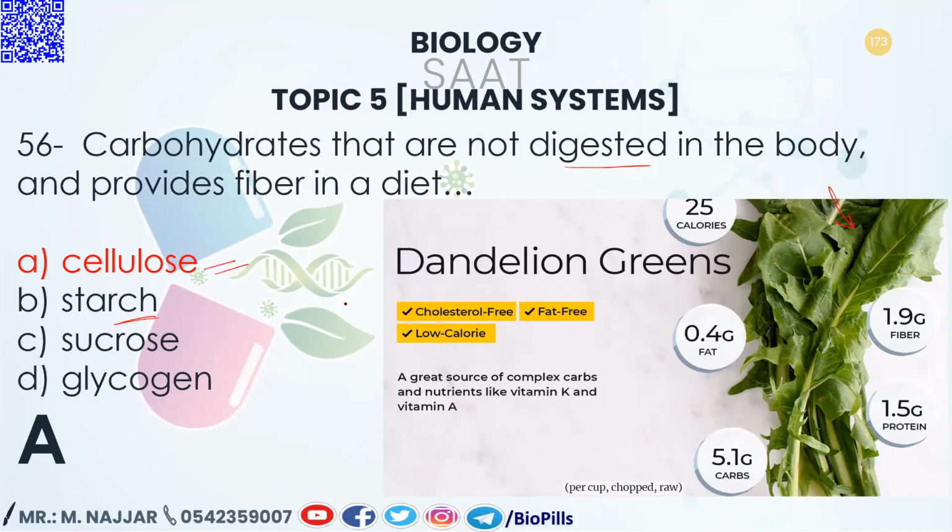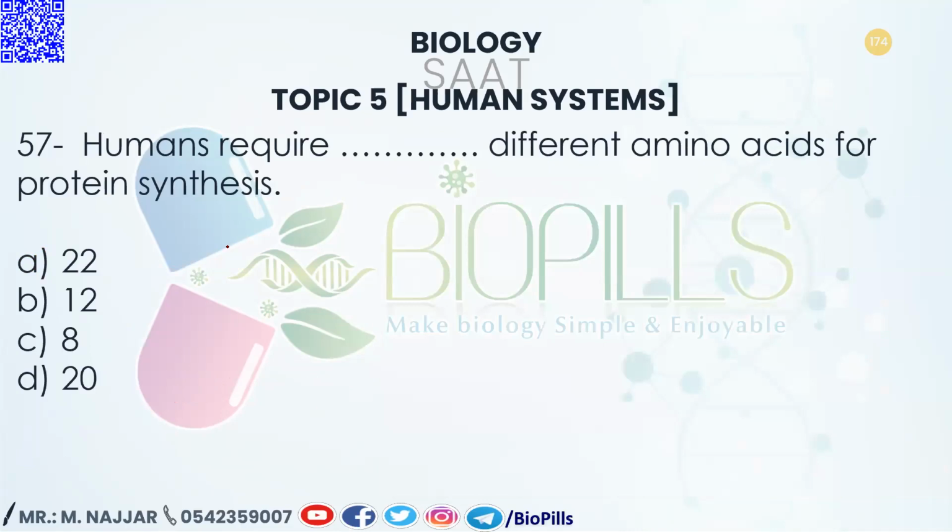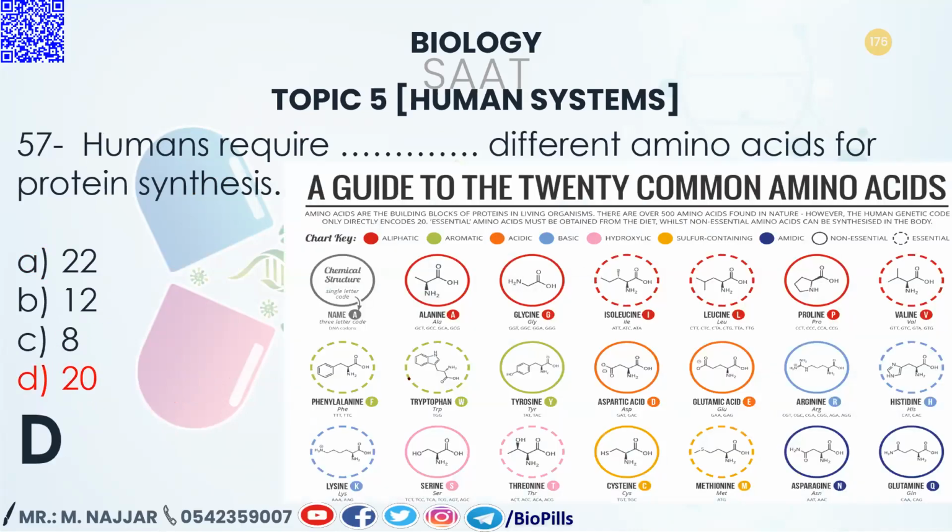Glycogen is an alternative form of starch. It is animal starch, which is digested. But here it's clearly mentioned not digested. Cellulose in our body is not digested. Humans require how many different amino acids for protein synthesis? 20 amino acids. Perfect. Yes, those are the names and the structures, but they are not in our curriculum at all.